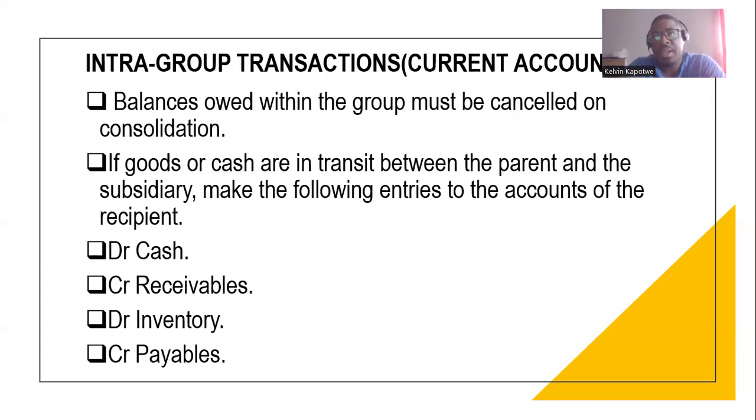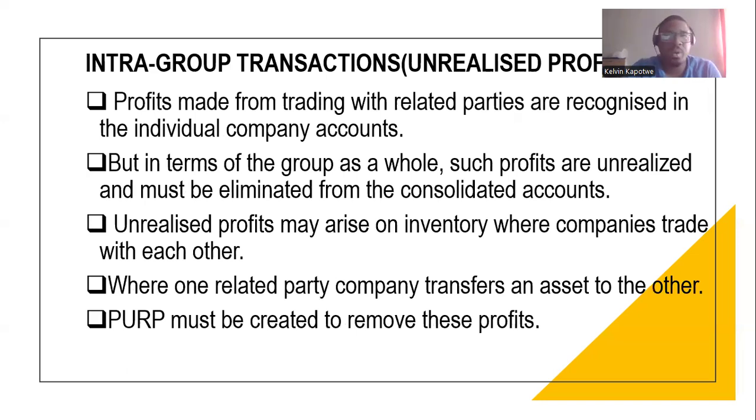And then on the other side, you are going to debit inventory, take the goods back to inventory, and then credit payables to cancel that. So those are the accounting entries that you must then pass. Debit cash and credit receivables, and then debit inventory and credit payables. This will make more sense when you are looking at a question. But at this point, if you did financial accounting, you should be able to have a picture in your head of what is happening. Intra-group transaction and unrealized profits.